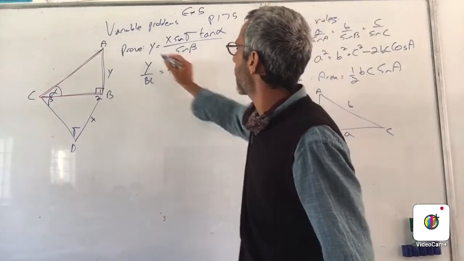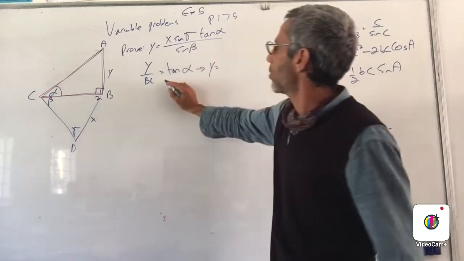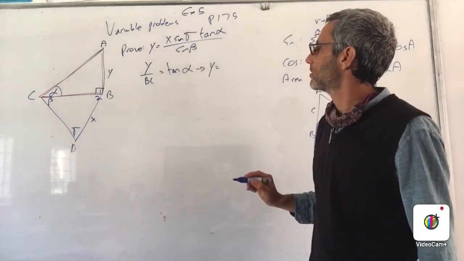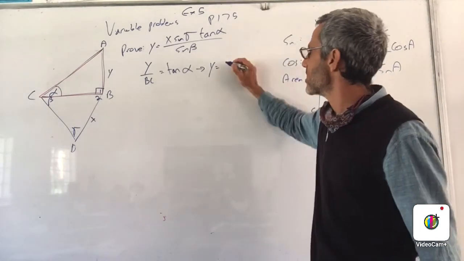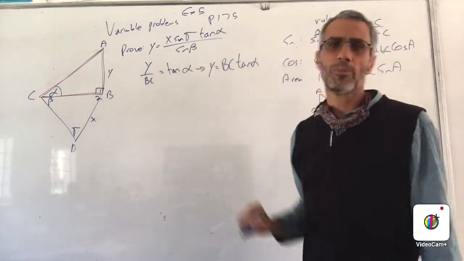Now, I want to find what y is, right? But I can do it very easily. What is y equal to using that equation? y equals BC tan alpha. I just multiplied by BC.